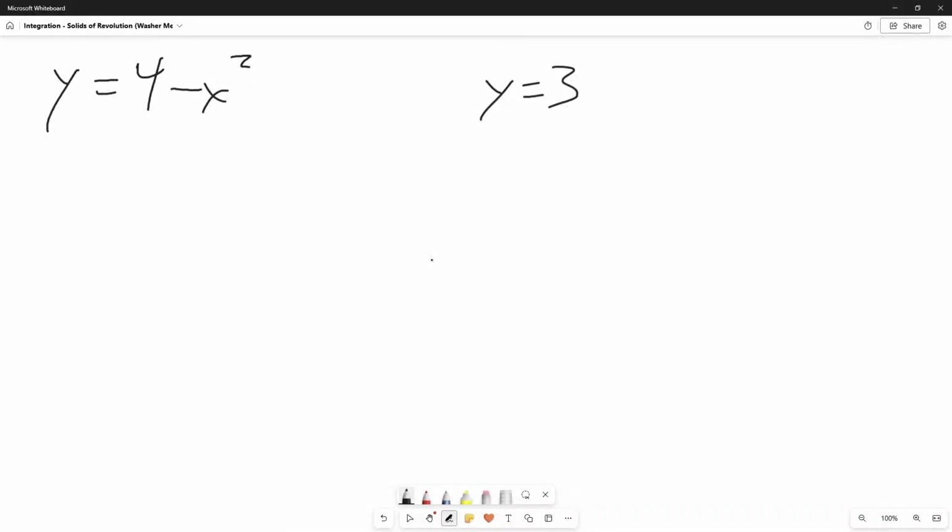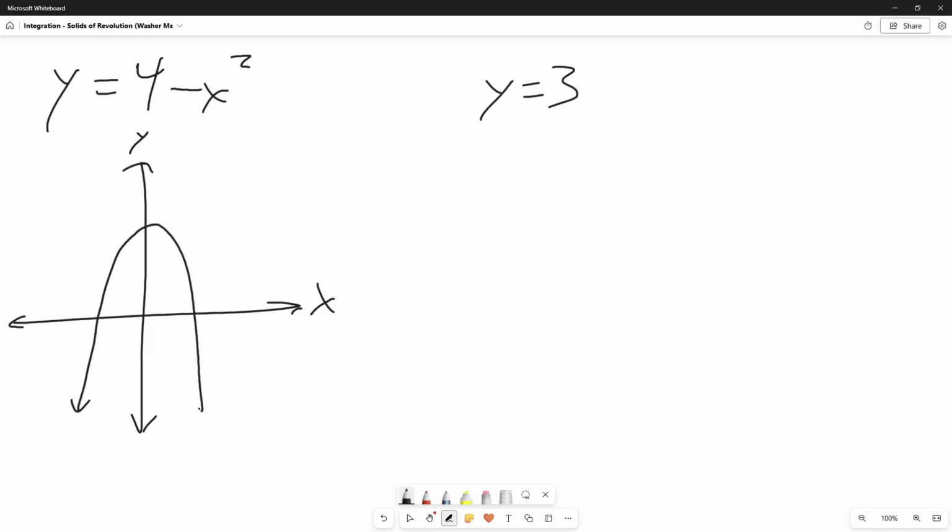So let's do an example. Let's say we have these two functions and we want to take the area bounded by those two on the graph and then rotate it about the x-axis by 2 pi radians. So first let's draw what it's going to look like. 4 minus x squared is going to look like that, and then y equals 3 is going to look like that. My drawing isn't perfect, but you get the idea. And this is the shaded region that we're rotating about the x-axis.